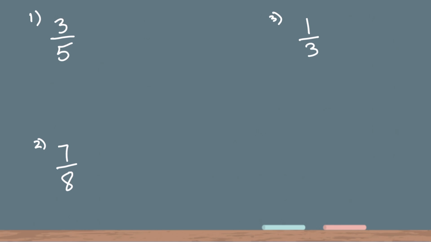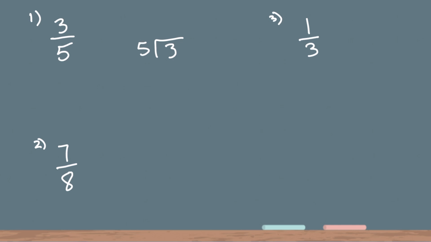Okay, our first problem on the board is 3 over 5. So how do we convert this to a decimal? The first step is going to be to take your numerator, which is your top number, divided by the denominator, which is your bottom number. And we're going to have to do that by writing out a long division. So let's go ahead and do that. We're going to have 3 divided by 5.